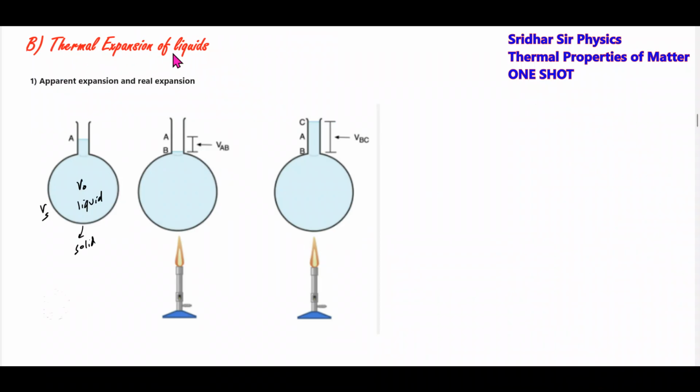Next we'll discuss the thermal expansion of liquids. A very simple formula based topic. Initially I'll fill up a liquid in a glass vessel, a conical glass vessel. The liquid is filled up to a level. So the initial level is A.